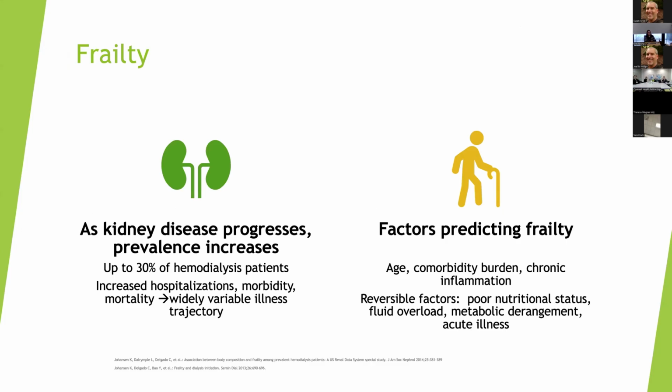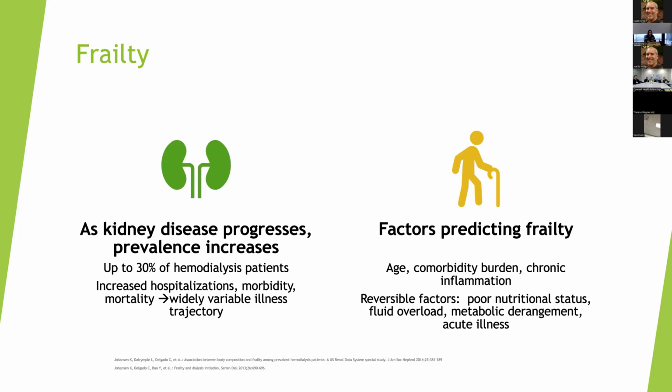As kidney disease progresses, the prevalence of frailty increases, makes sense, right? Up to 30% of hemodialysis patients, I'm surprised it's not more, can be categorized as frail. This leads to increased hospitalizations, morbidity, mortality, and just that widely variable illness trajectory. Outside of kidney disease, you can look at predictors for frailty, including age, other comorbid conditions, and then chronic inflammation, which I think we're starting to, in general, hear more and more about, the long-term results of chronic inflammation.